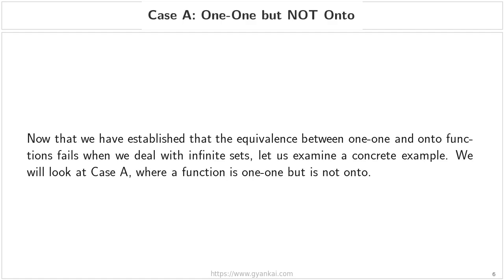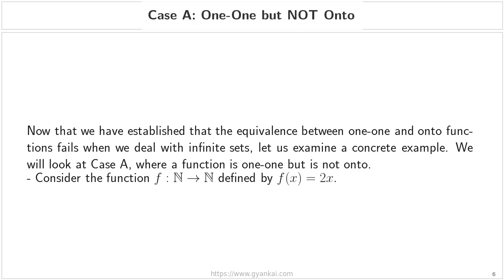Case A, 1-1 but not onto. Now that we have established that the equivalence between 1-1 and onto functions fails when we deal with infinite sets, let us examine a concrete example. We will look at case A, where a function is 1-1 but is not onto. Consider a function, f, that maps the set of natural numbers to the set of natural numbers, defined by the rule f of x equals 2x.